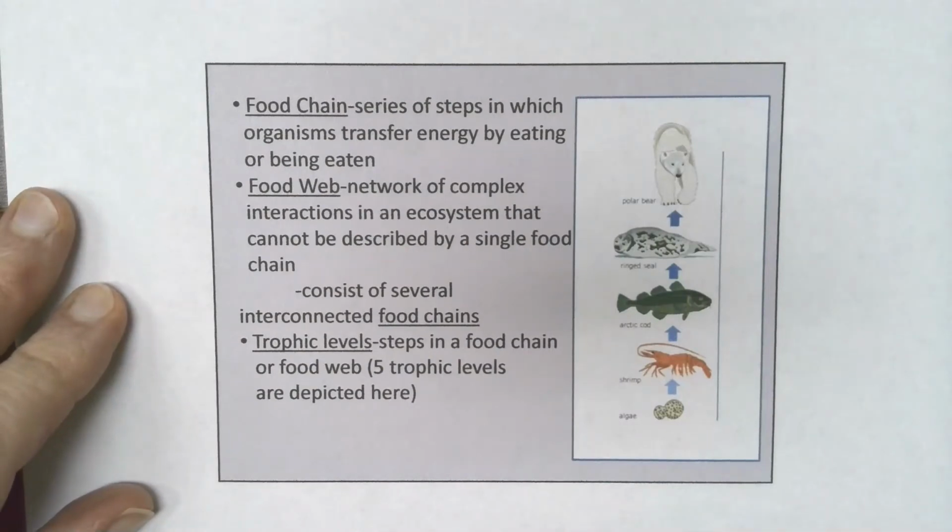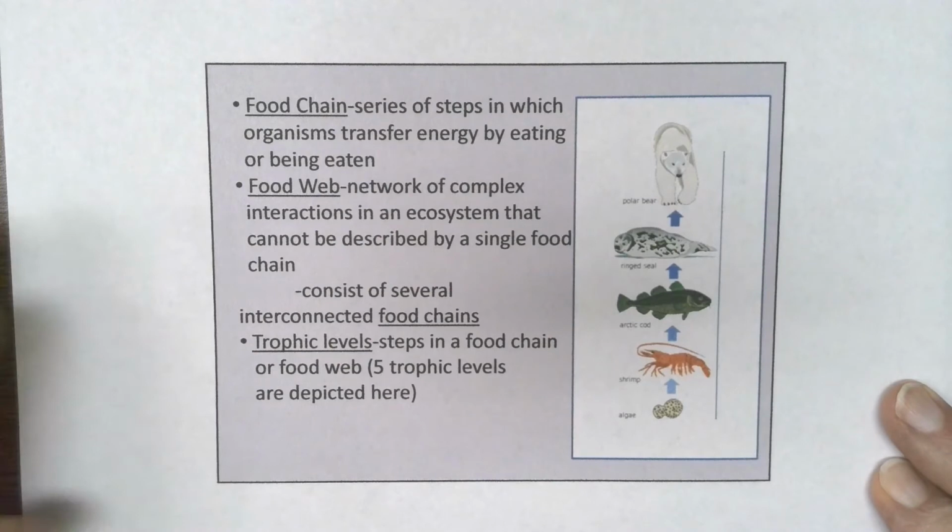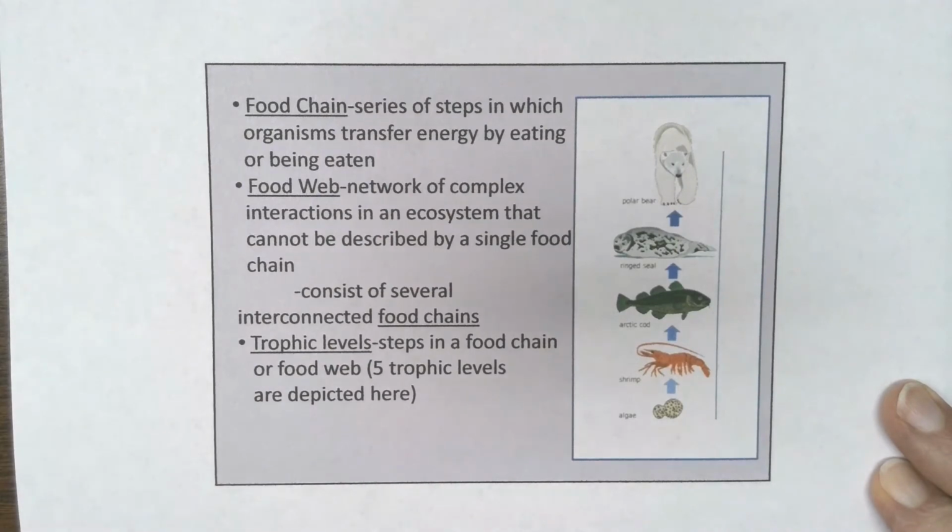All right, so then we're going to use a lot of that vocabulary to talk about food chains and food webs and the transfer of energy among organisms within ecosystems. Okay, so your definition of a food chain, which you can see there on the right, is a series of steps in which organisms transfer energy by eating or being eaten.